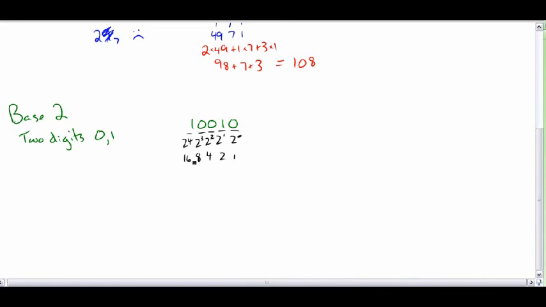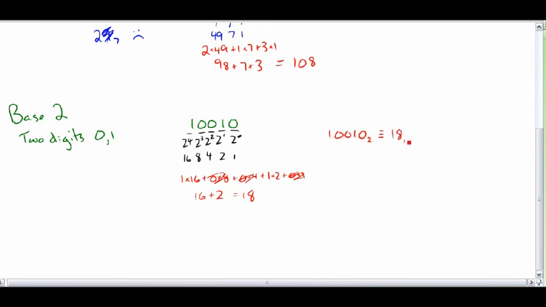Similarly, do 1 times 16 plus 0 times 8 plus 0 times 4 plus 1 times 2 plus 0 times 1. When we're putting it into decimal, the 0 things don't really matter because they're just 0. So we really have 16 plus 2, which is 18. That means 10010 base 2 is equivalent to 18 base 10.